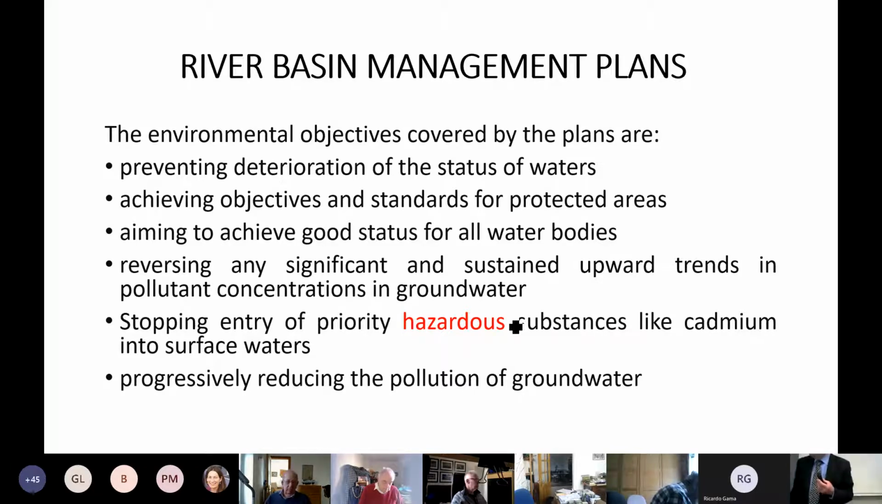These plans aim to prevent the deterioration of the status of waters, achieving objectives and standards for protected areas, good status for all water bodies, groundwater, lakes, whatever, reversing any significant sustained upward trends in pollutant concentrations in groundwater, stopping entry of priority hazardous substances like cadmium to surface waters, and progressively reducing the pollution of groundwaters.